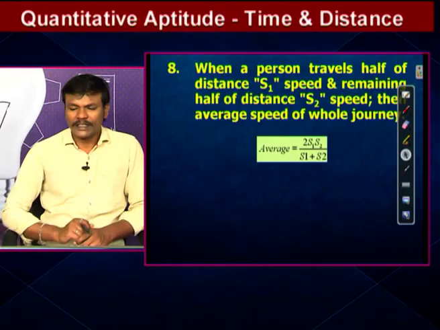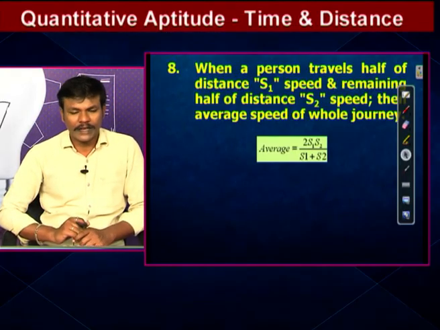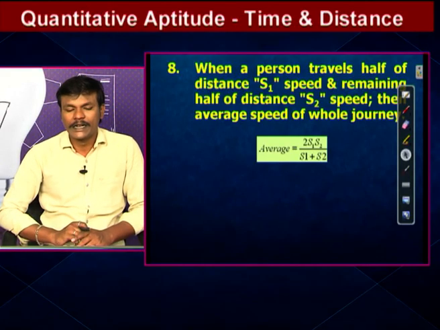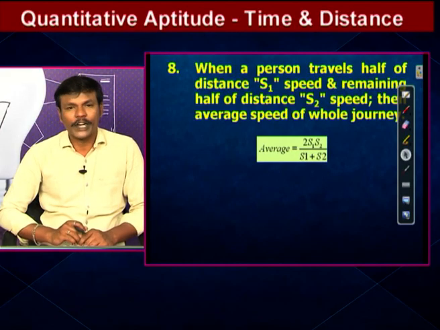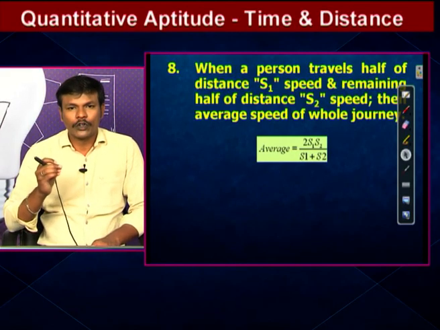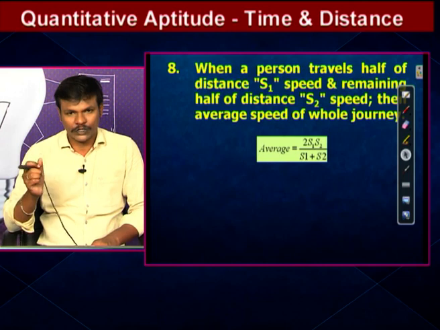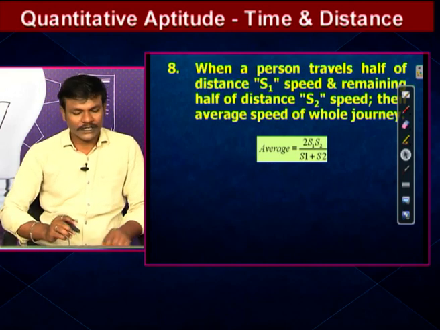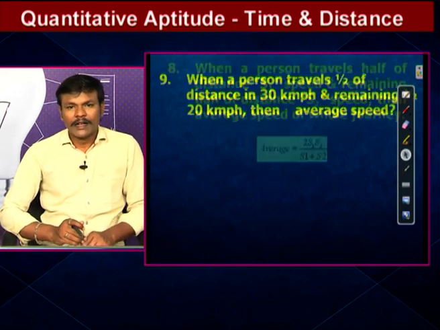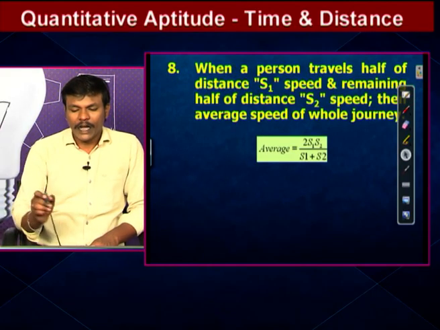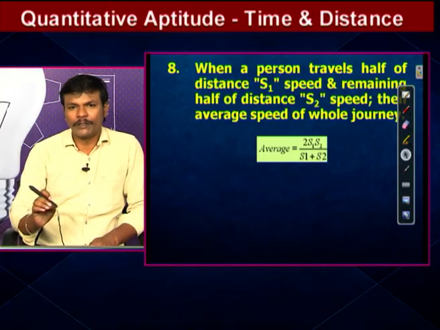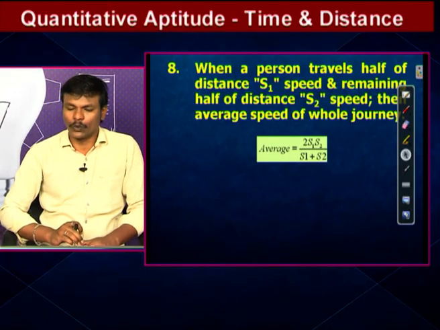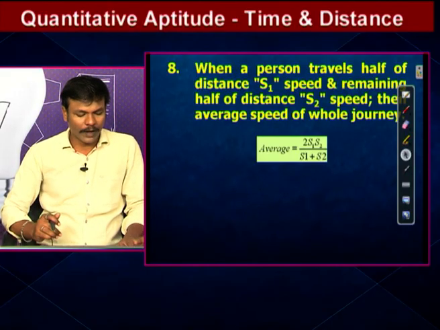The next question is about average speed. We already discussed in the beginning: when a person travels half of the distance at speed S1 and the remaining half at speed S2, the average speed of the whole journey is 2 S1 S2 by S1 plus S2. 2 is because we have two speeds, S1 and S2, so 2 into the multiplication of the speeds by the addition of both speeds. Note this is an important formula.